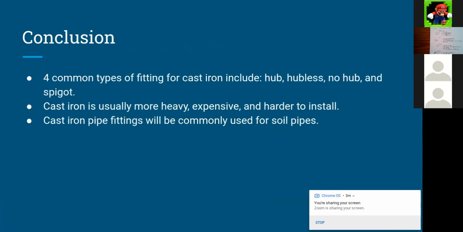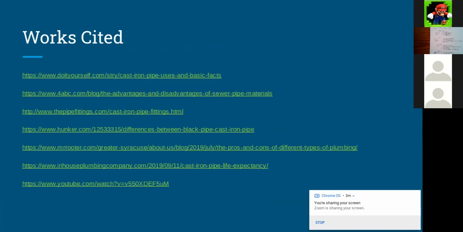The conclusion is that the 3 common types of fittings for cast iron include hub, no hub, and spigot. Cast iron is usually more heavy, expensive, and harder to install. Cast iron pipe fittings will be commonly used for soil pipes. And here's my works cited.